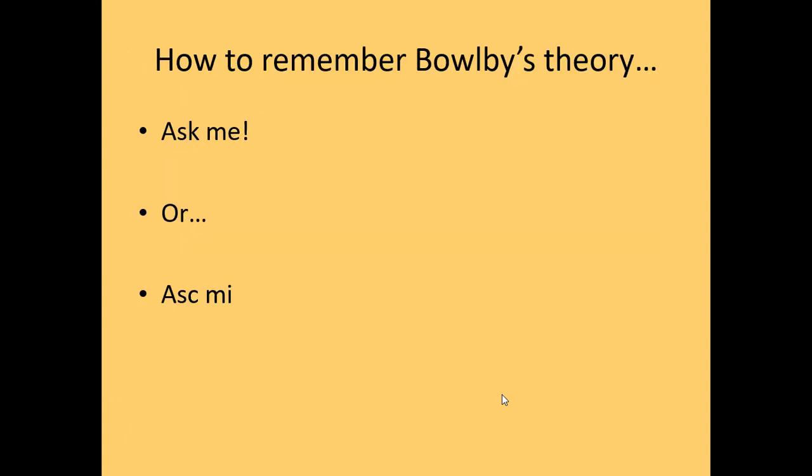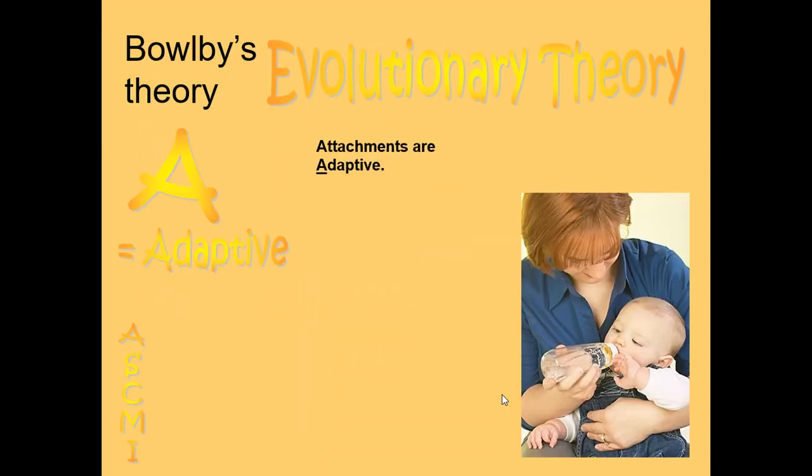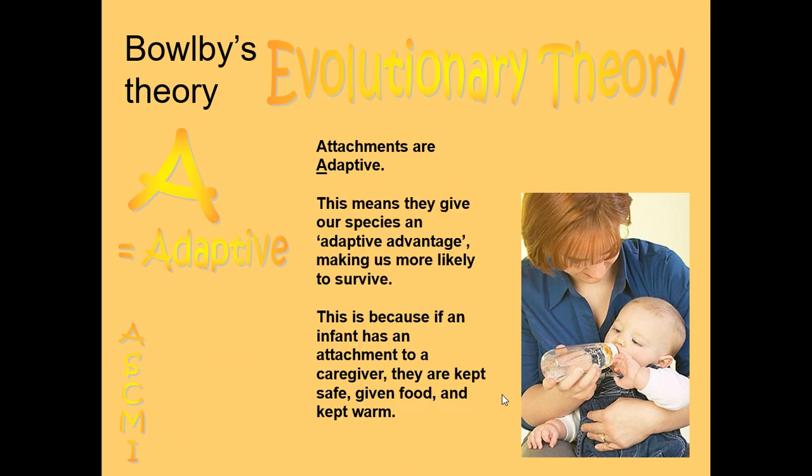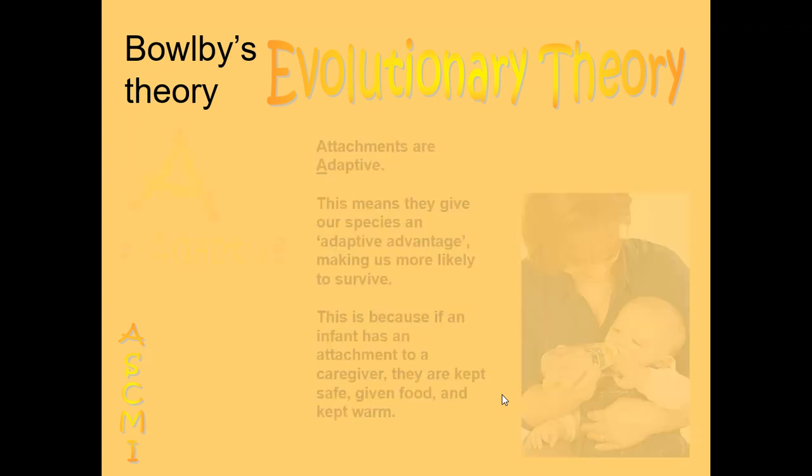Now, how to remember it? It's the acronym Ask Me. So as it says at the bottom, it's ASCMI. But if you remember as Ask Me, that's the acronym you need to remember. There's 5 steps of Bowlby's evolutionary theory. If we go through them one by one. So the first one is the fact that attachments are adaptive. So that's your A. So they give us an advantage. They make us more likely to survive because a caregiver will look after an infant. They're more likely to survive. So attachments are adaptive. That's the A. That's the first thing. They're adaptive. They're beneficial for our survival.